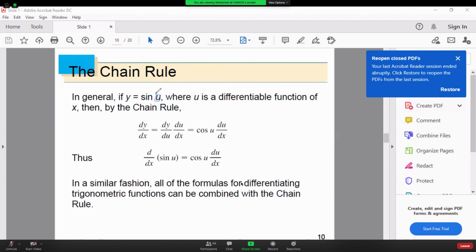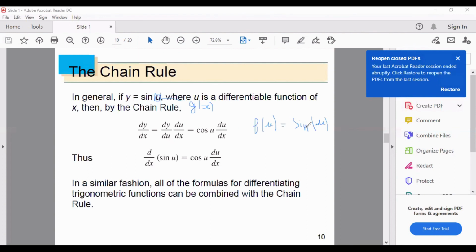Then the insider function, you can see it like that, sine u. Then the insider function is g of x, and the outsider function is f of x. Then when we have sine u in this case and we apply the formula, the chain rule, the chain rule says the following.